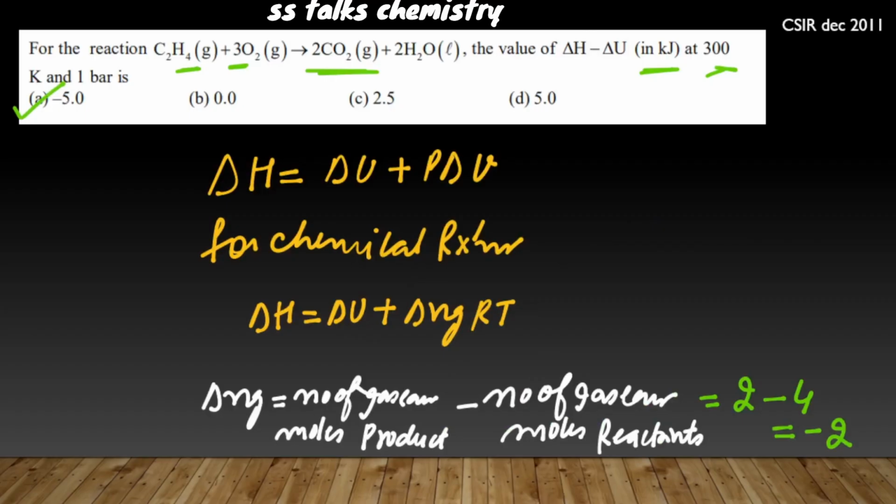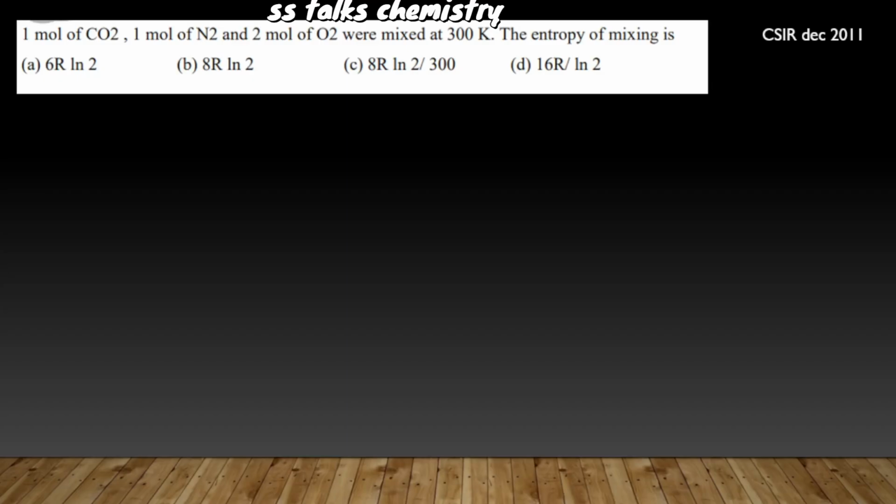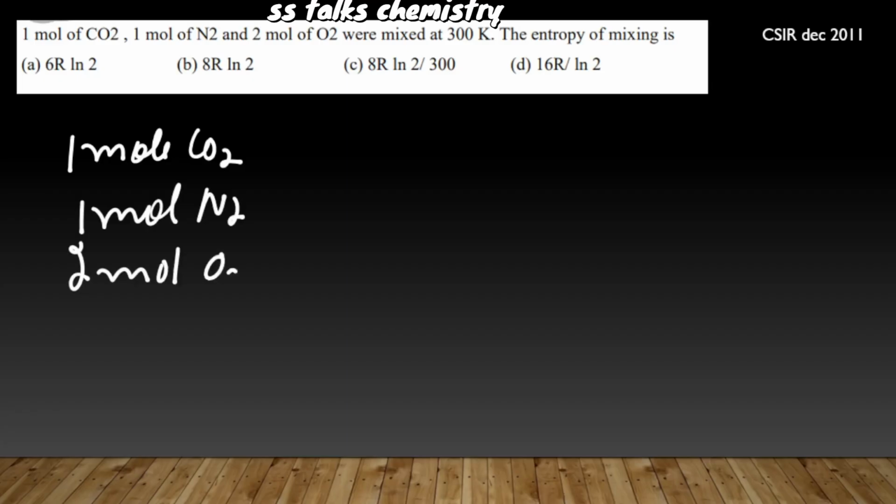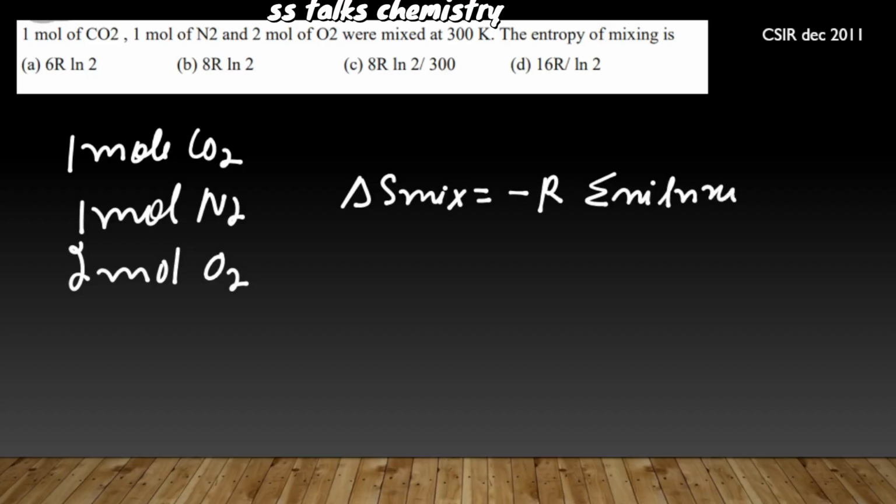Okay, moving on to the next one. In this question, we have 1 mole of CO2, 1 mole of N2, and 2 moles of O2, and they were mixed. What is the entropy of mixing? So delta S of mixing is equal to minus R summation of Ni into ln of Xi. This is how we find it.